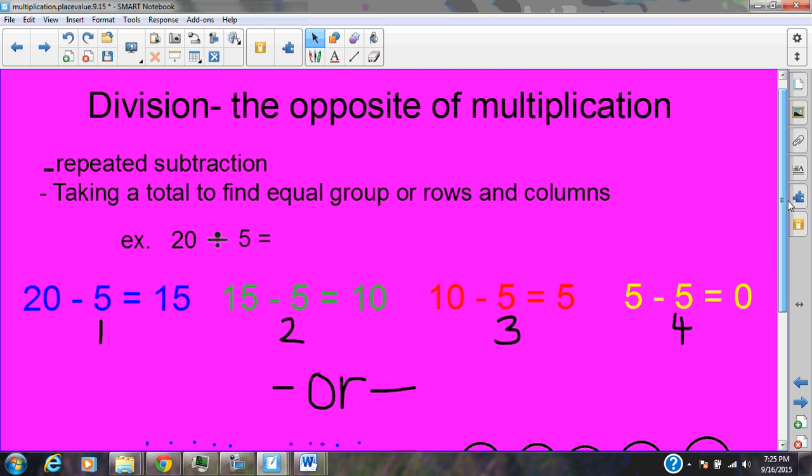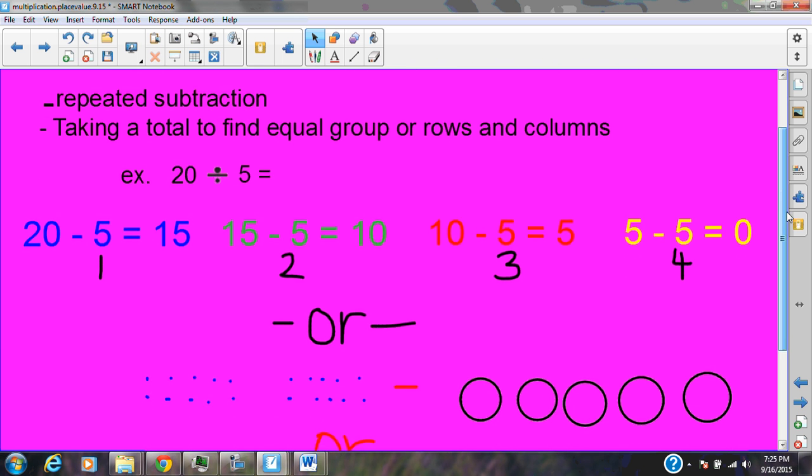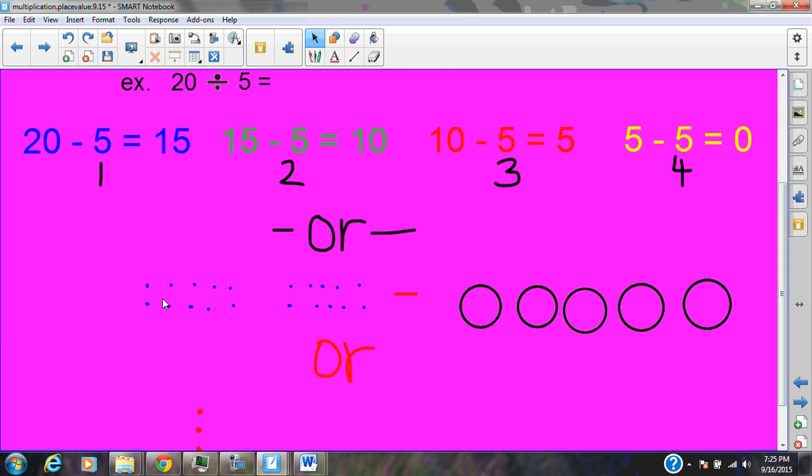Another thing I can do, I know that multiplication is using equal groups, or using rows and columns to find the total. So let's see if I could take the total and make equal groups. Here, I've taken the liberty to make 20 dots already. Now I've grouped them in 5 because it's 20 divided by 5. So let's see, can I circle groups of 5 and figure out an answer?